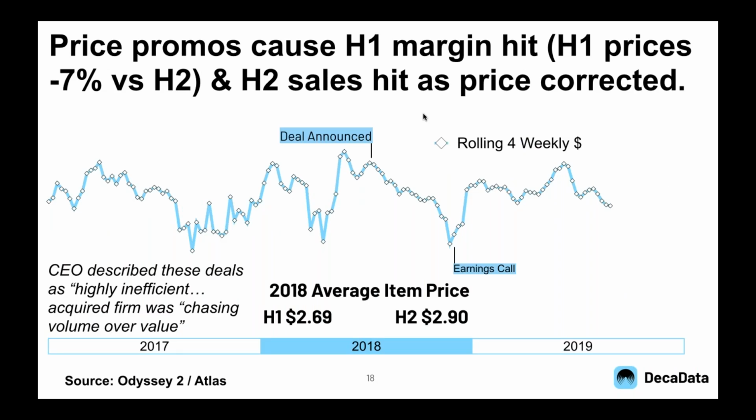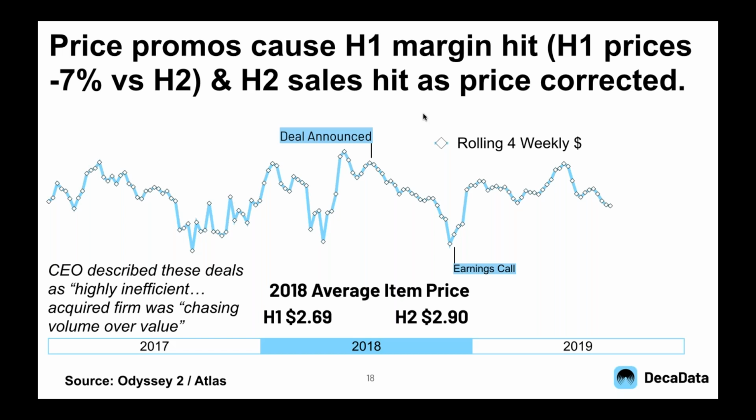If we focus in on the 3 years of 2017, 2018, and 2019 to the end of August, we can start to see in detail what might have happened. So in that previous slide, we saw the number of items on promotion, so reduced price, was significantly higher through 17, 18, and 19. And when we overlay the average item price for the first half of 2018, it's $2.69. And when we look at the average item price for the second half, it's $2.90.